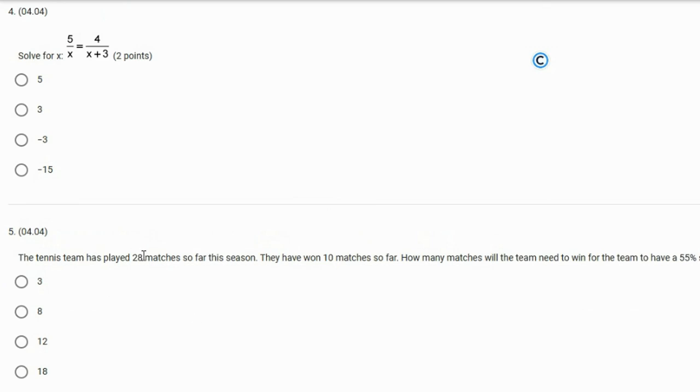Tennis team has played 28 matches. They've won 10. How many do they need to win to have a 55% success rate? Right now, they're 10 out of 28. They're only 35%, pretty low. They want to get to 55. You have to win quite a few games in a row. How many?